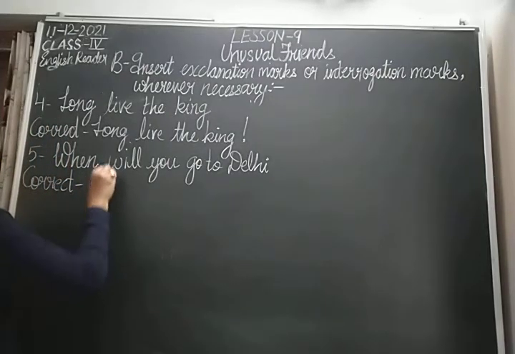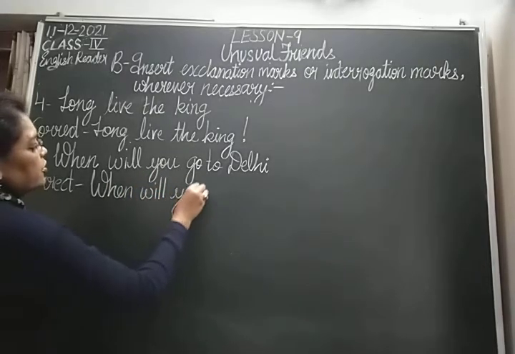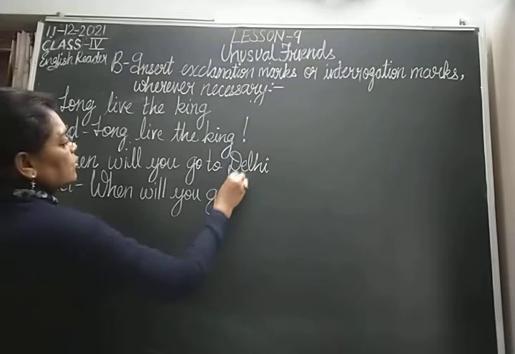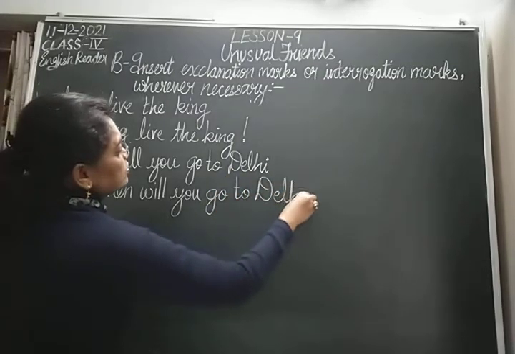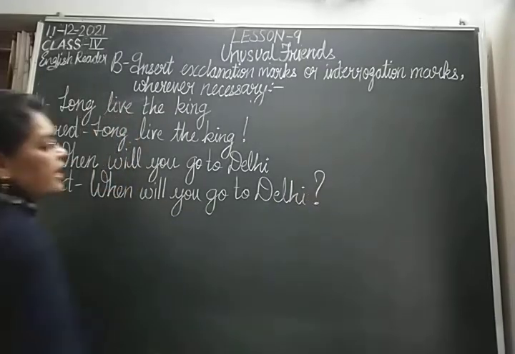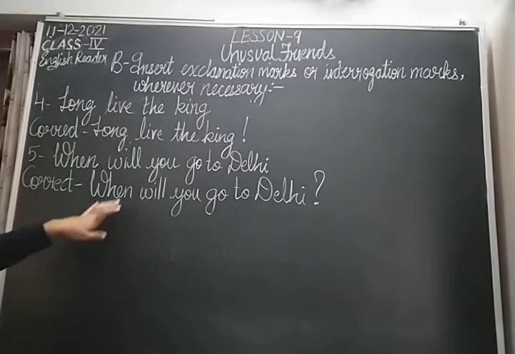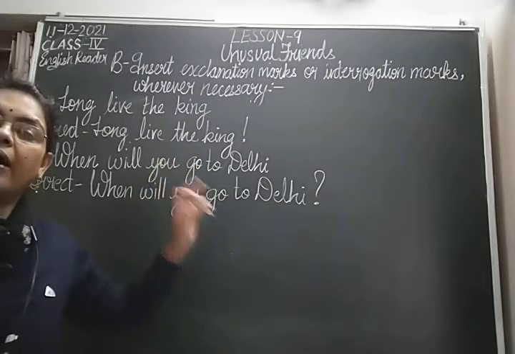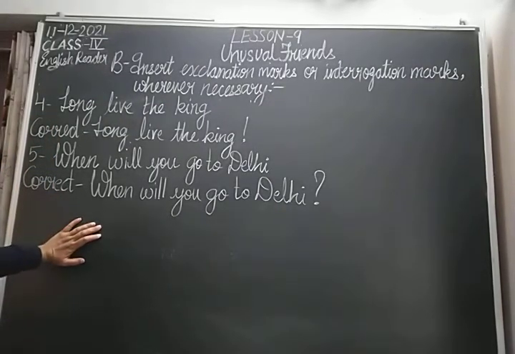So, our sentence will be, when will you go to Delhi? At the end, question mark. So with this, we have completed our exercise B of grammar Glee. Again, I'll revise both these sentences, then I'll erase and start with the next exercise.